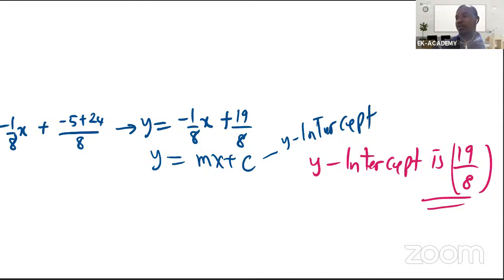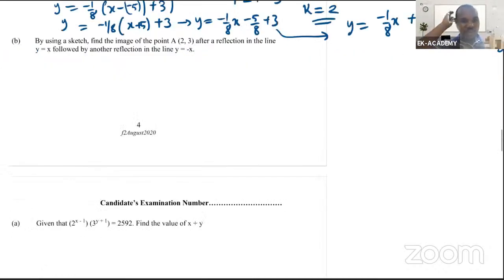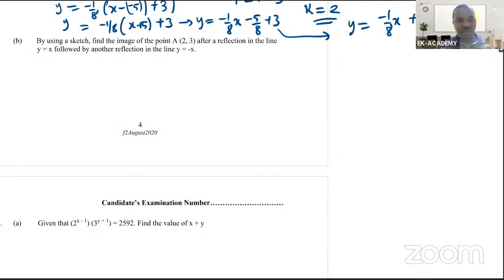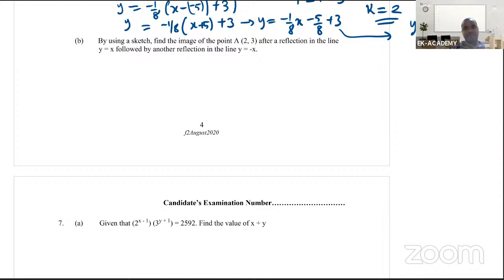Okay, we go to another question. Another question says, by using a sketch, find the image of point 2, 3 after a reflection in the line y equals x, followed by another reflection in the line y equals -x. Okay, so I just want to end up here. We are going to continue with 6b, the last part of the question, in the coming session.